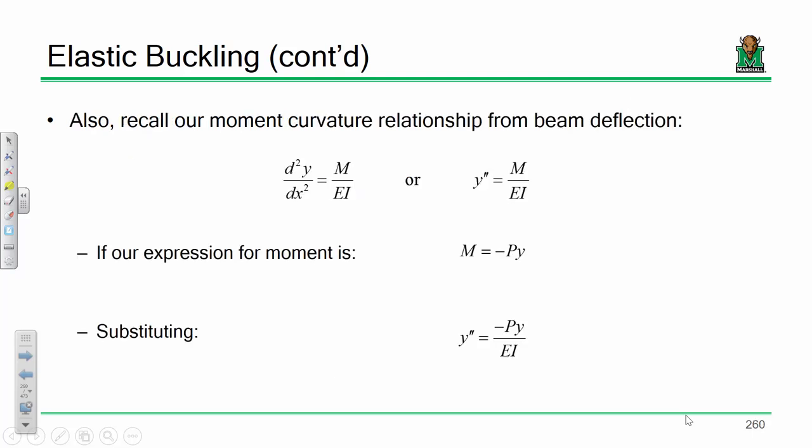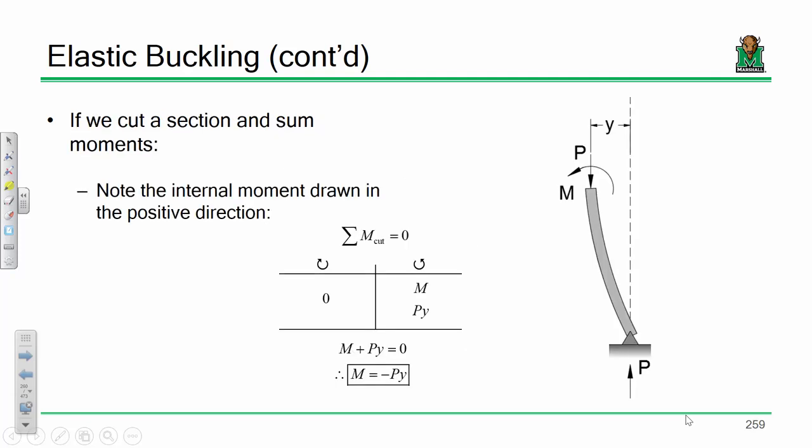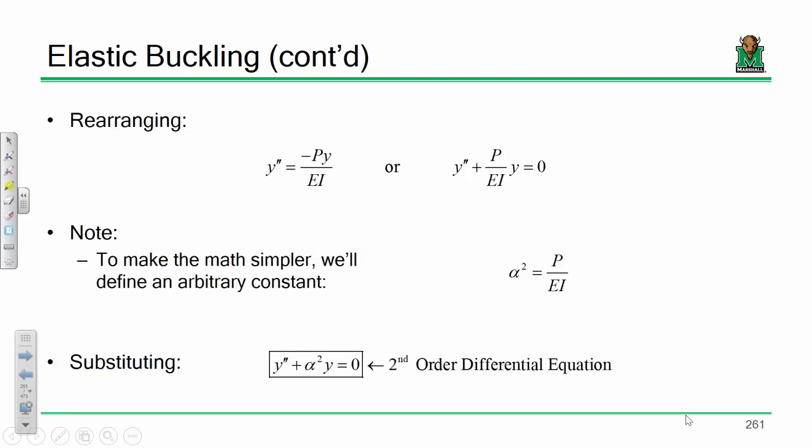Now, going back to structural analysis, I know everybody remembers this because we used this in structural analysis. The idea that the second derivative of deflection can be related to the moment. The second derivative of deflection is M over EI, or y double prime is M over EI, for you Math 335 fans. Now, what we're going to do is substitute Py where it says moment. The negative is just from our sign convention. So we have y double prime is negative Py over EI, and we're going to rearrange.